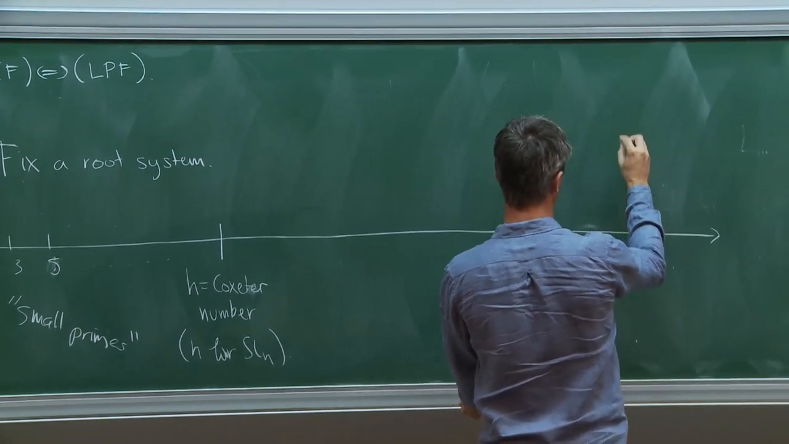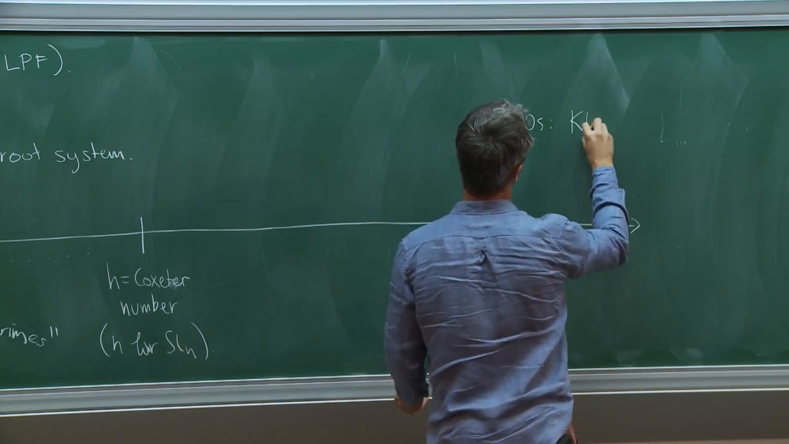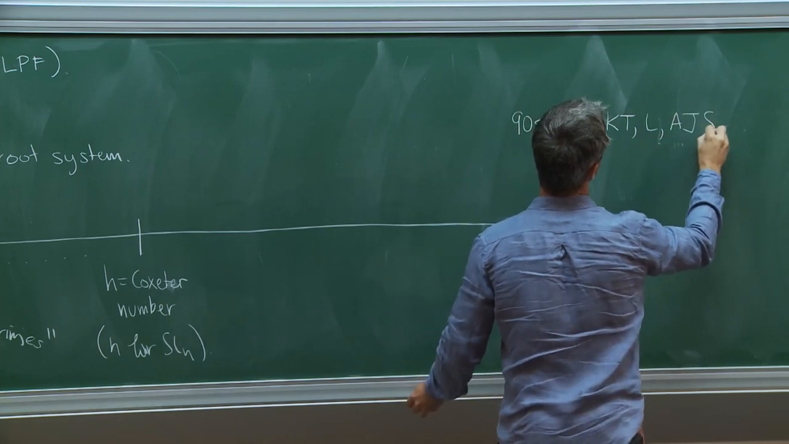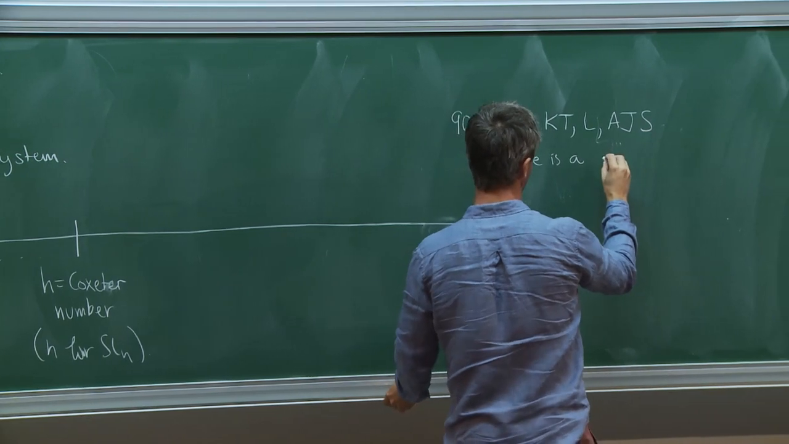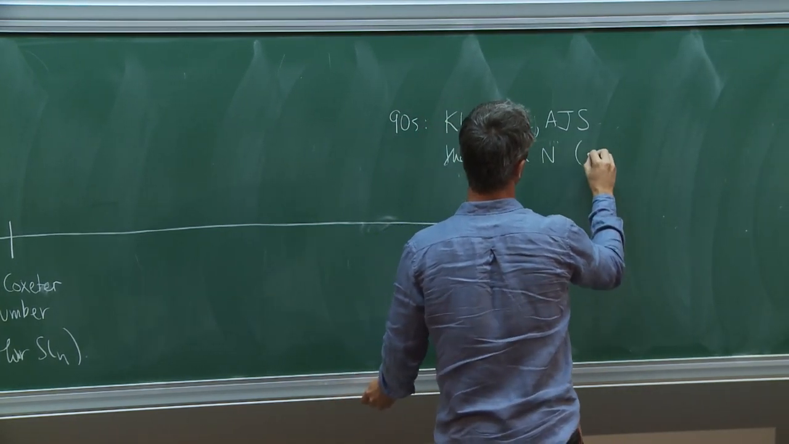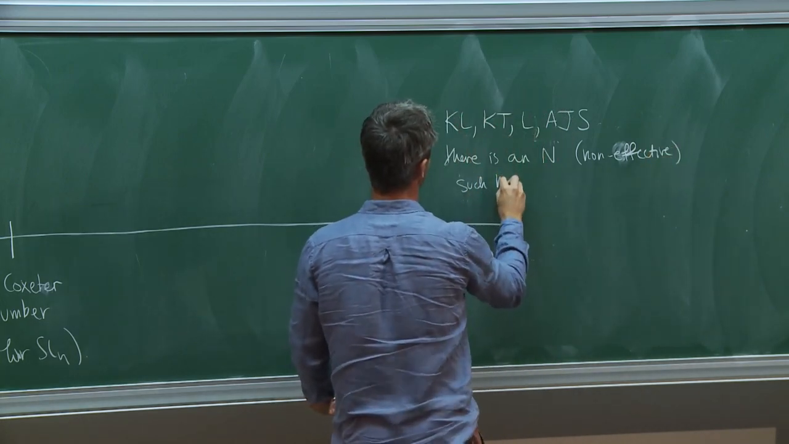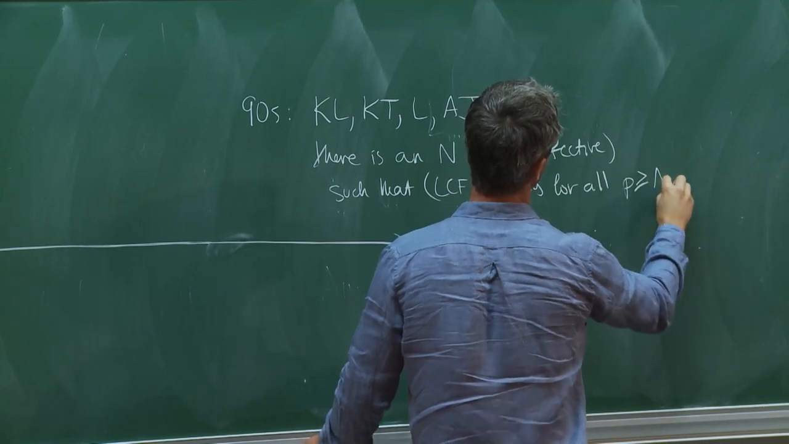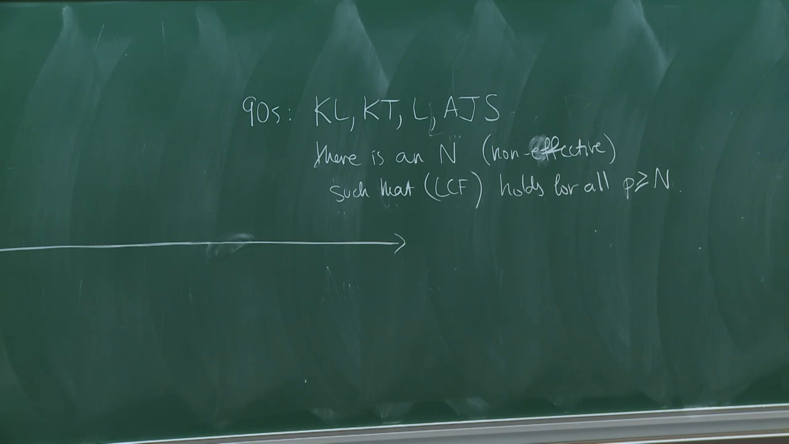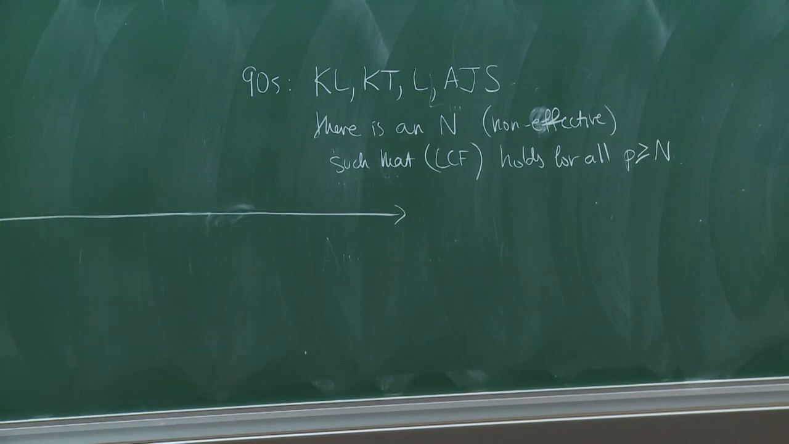And then in the 90s, there's too many names for me, so I'll just write initials. So this is Kazhdan-Lusztig, Kashiwara-Tanisaki, Lusztig, Andersen, Jantzen, Soergel proved that there is an N, non-effective, such that this holds for all p bigger than N. But this N was not known in any case. So even, for example, SL5, there's something like one number that Jantzen would like to know. And so there's no way you can even check on a computer whether this one number is one or two or something.